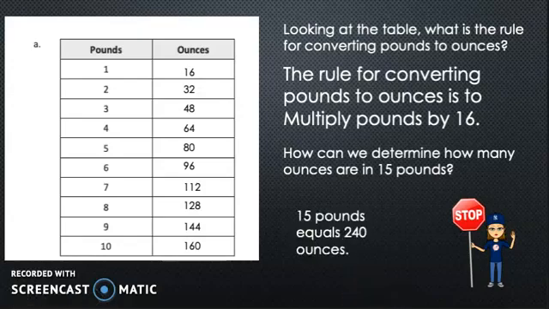That's right, 15 pounds is equal to 240 ounces. I solved this problem by multiplying 15 times 16. But again, you also could have looked at 10 pounds being 160 ounces, plus 5 more pounds, which is equal to 80 ounces, and you could have added 160 plus 80 together to also get 240 ounces. Great job, friends!